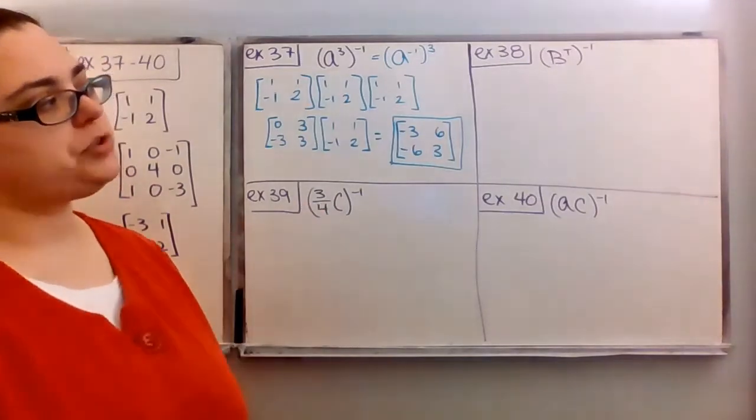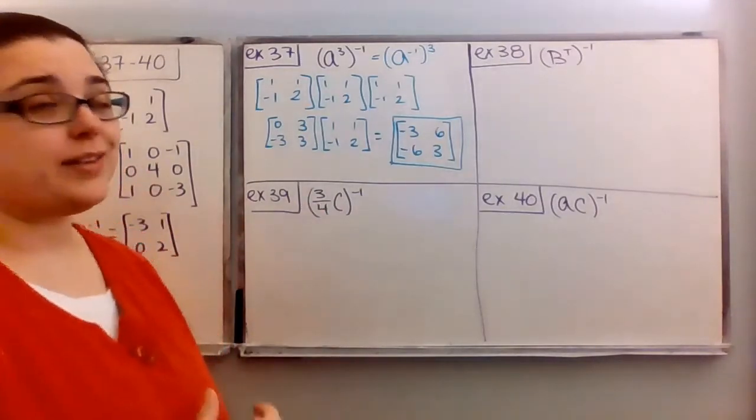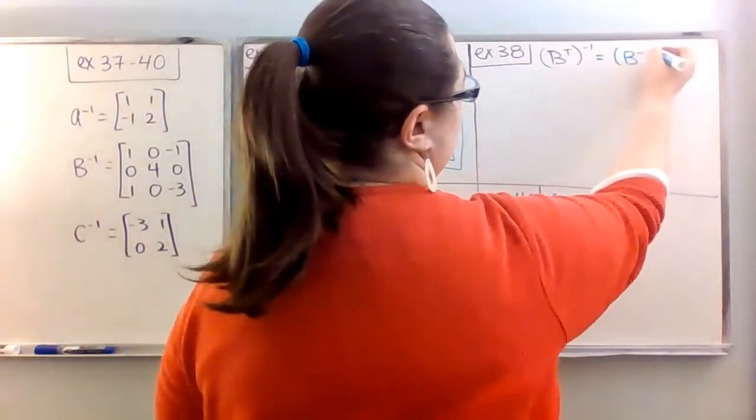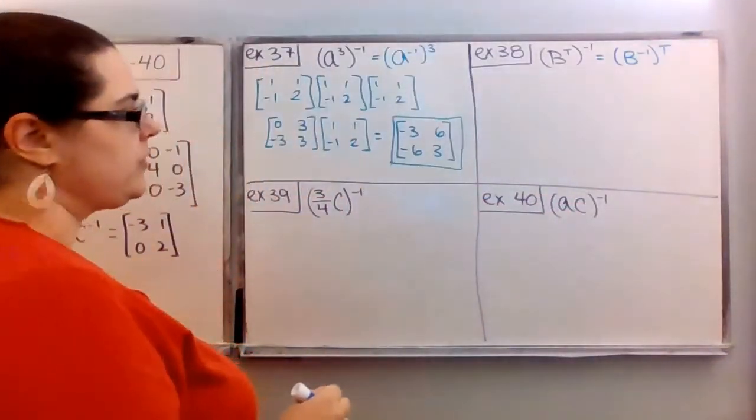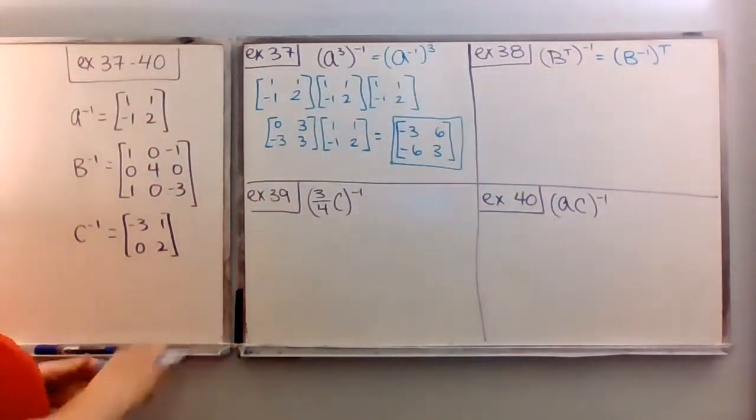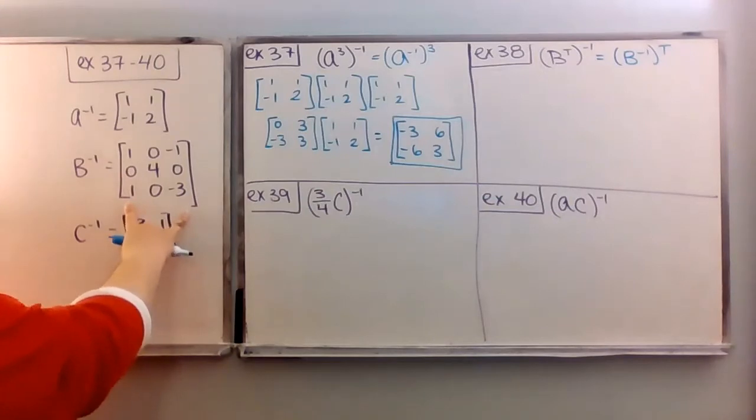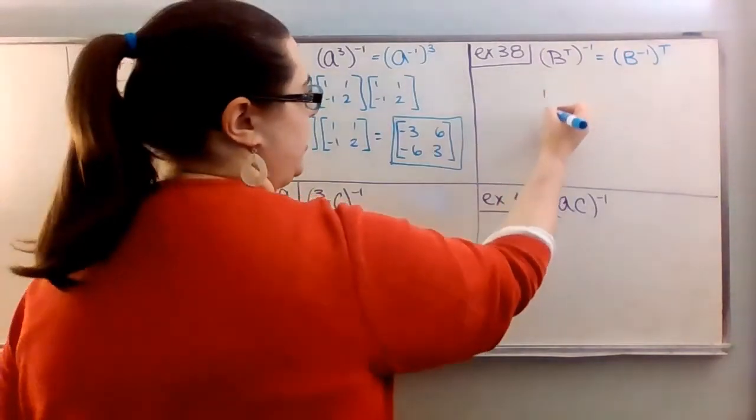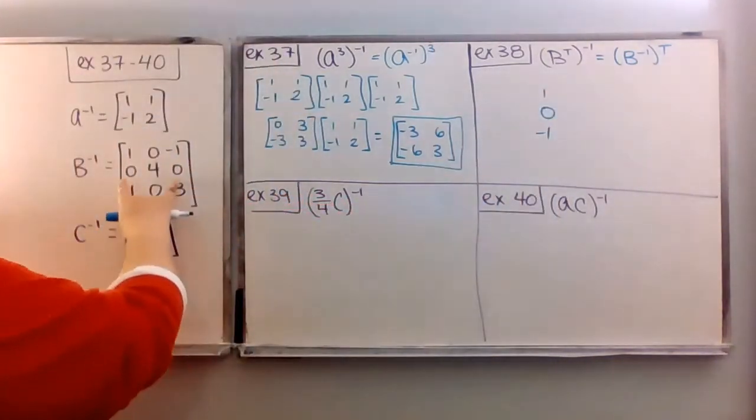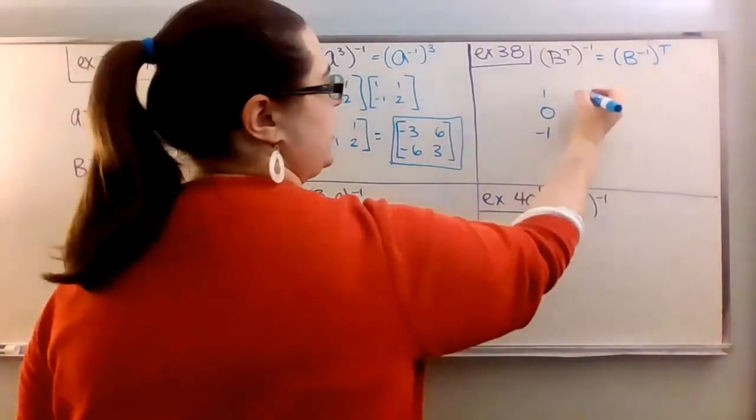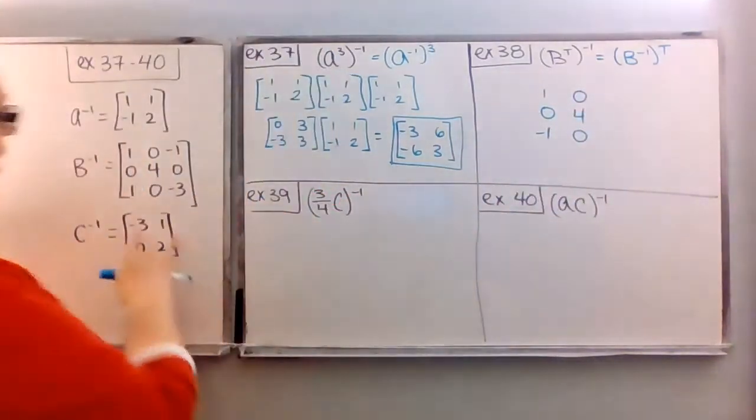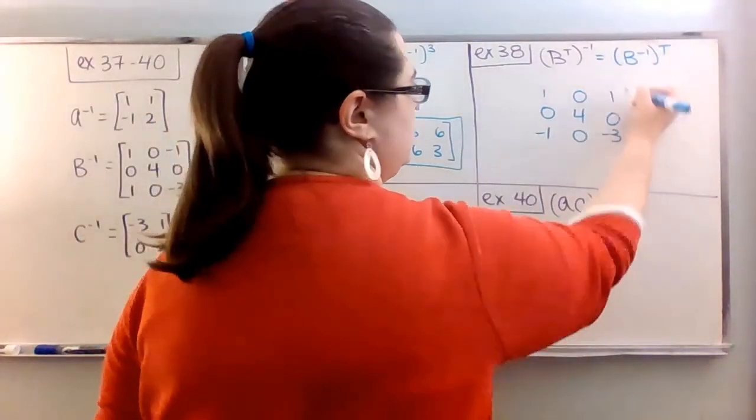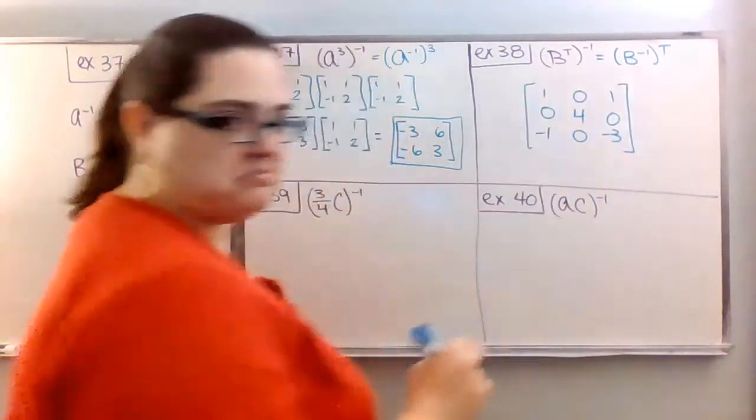All right, moving on to B transpose inverse. We had a property that said we can switch that as well. So this is the same as B inverse transpose. So I have B inverse over here. Remember, the transpose just says the rows become columns and the columns become rows. So my row of 1, 0, -1 becomes a column. My row of 0, 4, 0 becomes the next column. And my row of 1, 0, -3 becomes the last one. There we go. That's not too bad.